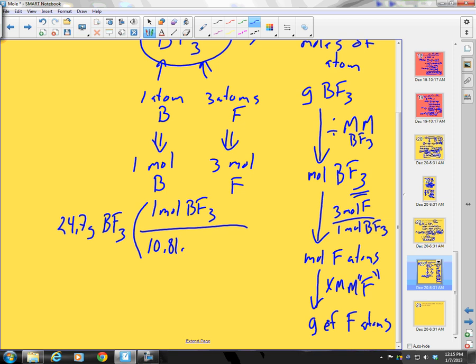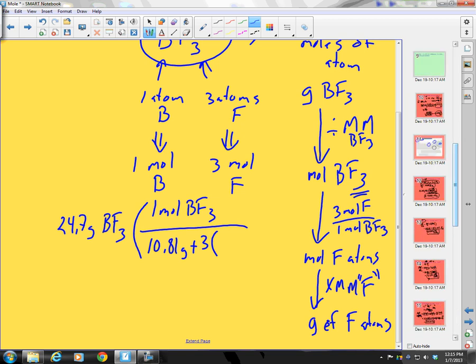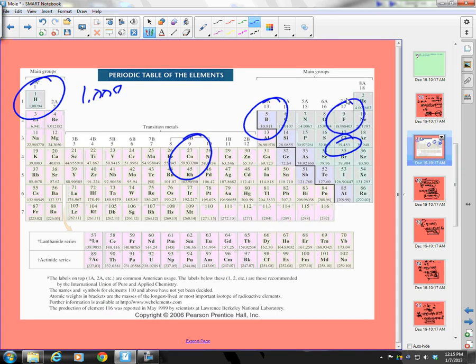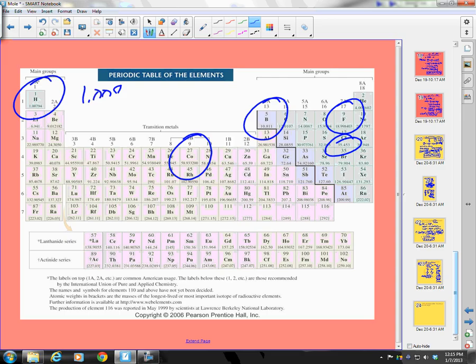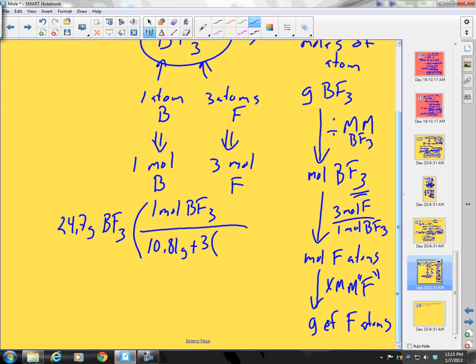10.81. That's my boron. Now, trifluoride, times 3 times my F's. So, what are my fluorine? Where's fluorine? Looks to be like it's 19.00, right? 19.00. And this will give me what? This is grams of boron trifluoride. And so my grams of boron trifluoride cancel.